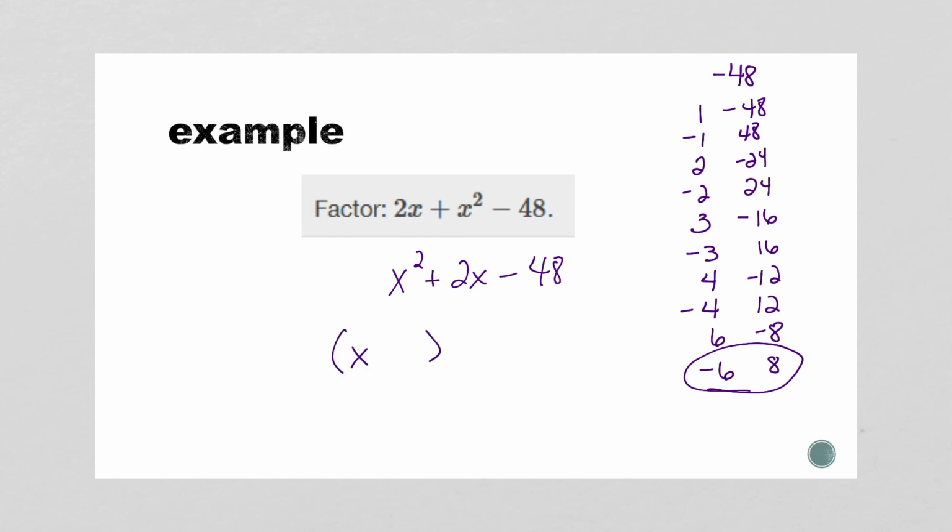We've got x here and here, and then we've got -6 and +8. And again, if you want to check your work, just multiply it out.